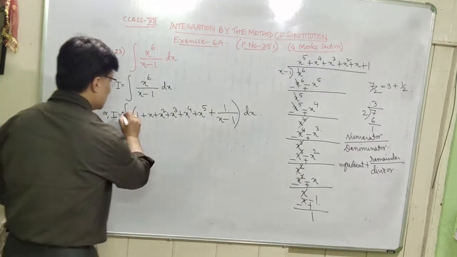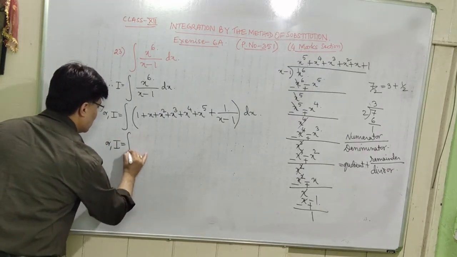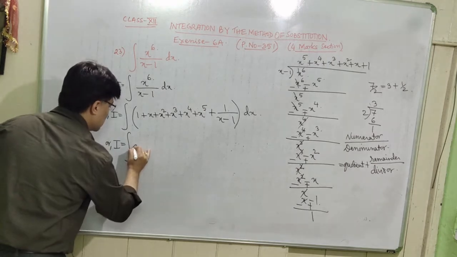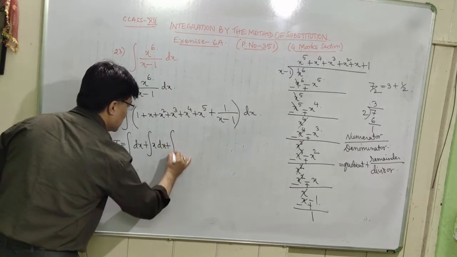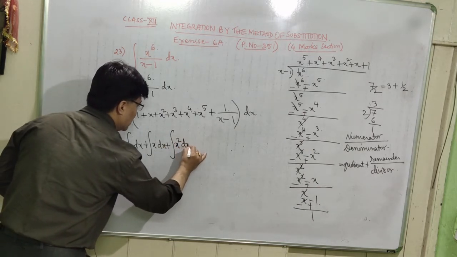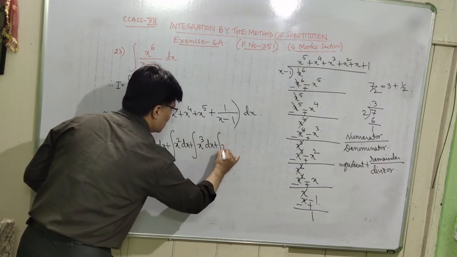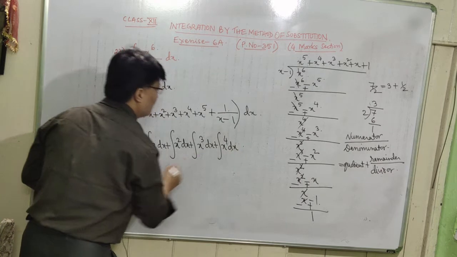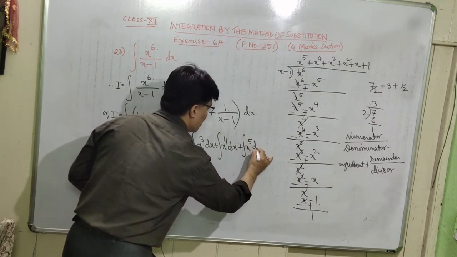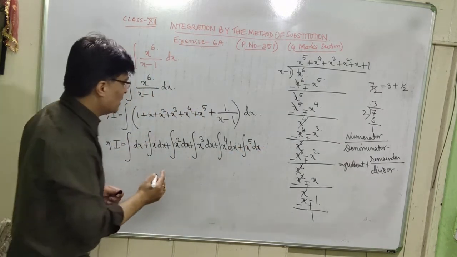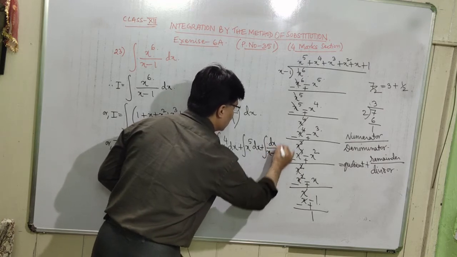Okay, so now you can separate the terms and then you can easily integrate them. Or I is equal to integral sign 1 into dx plus integral sign x dx plus integral sign x square dx plus integral sign x cube dx plus integral sign x to the power 4 dx plus integral sign x to the power 5 dx, and what is the last one? Plus integral sign dx upon x minus 1.